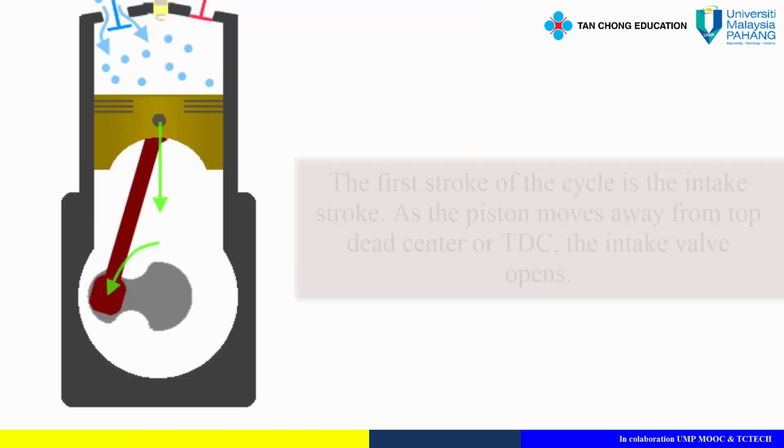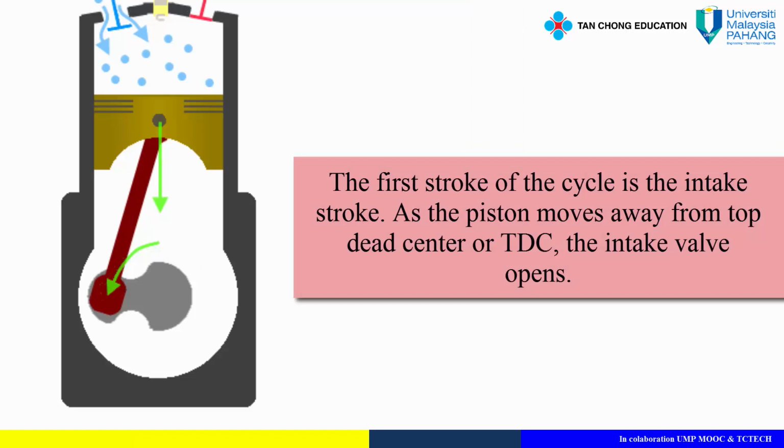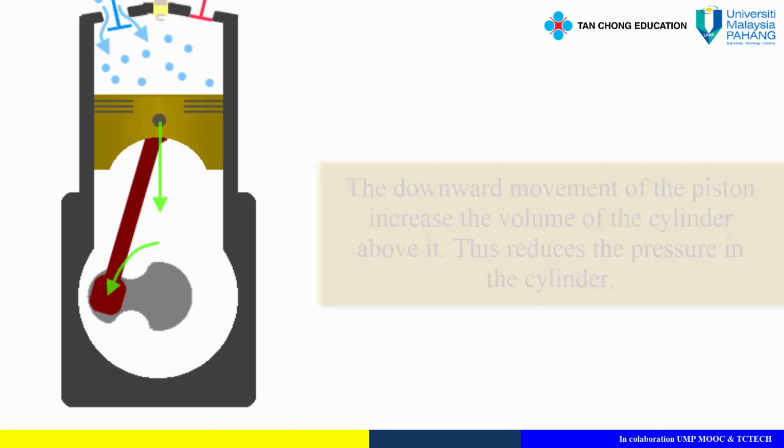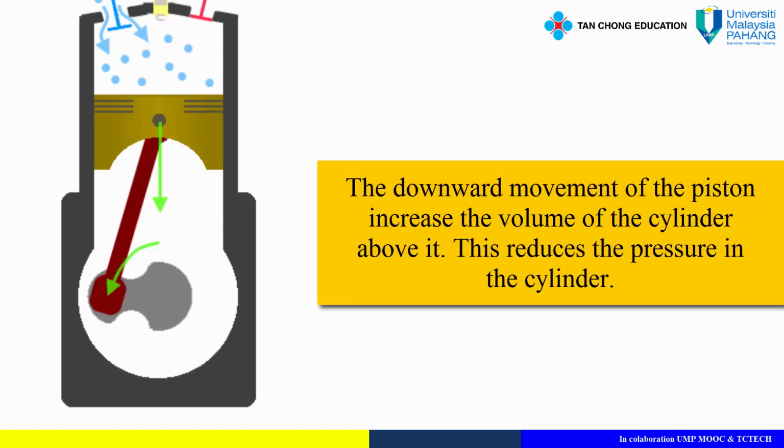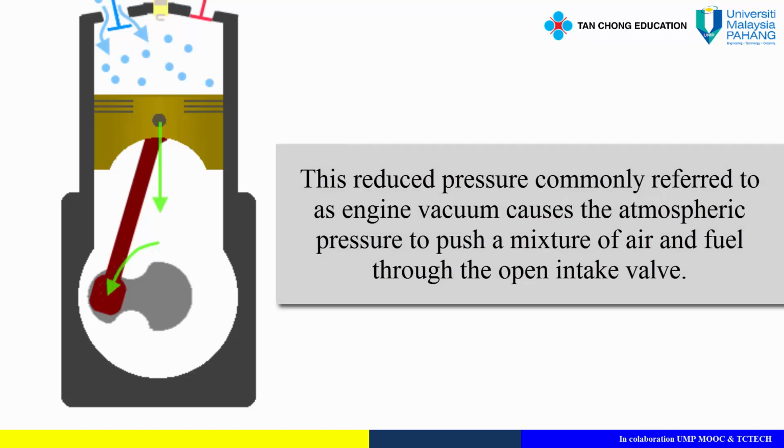Intake stroke. The first stroke of the cycle is the intake stroke. As the piston moves away from top dead center, or TDC, the intake valve opens. The downward movement of the piston increases the volume of the cylinder above it. This reduces the pressure in the cylinder. This reduced pressure, commonly referred to as engine vacuum, causes the atmospheric pressure to push a mixture of air and fuel through the open intake valve.